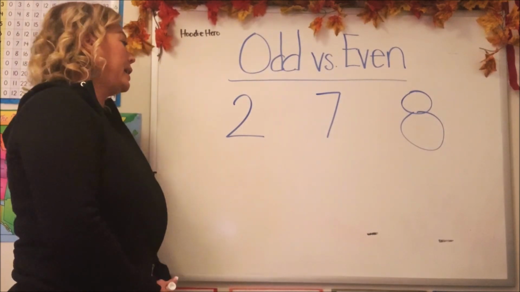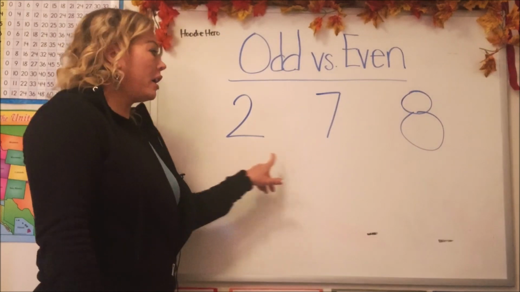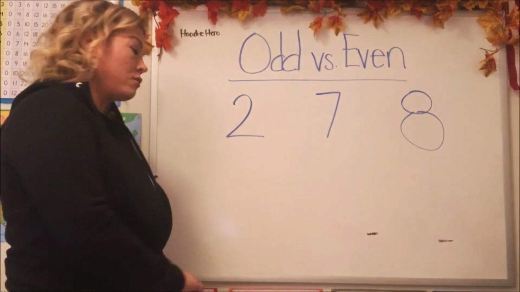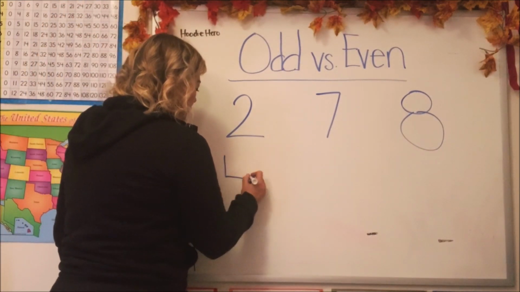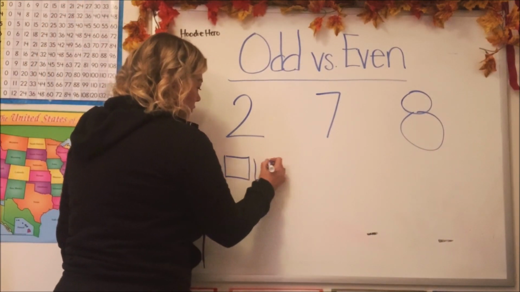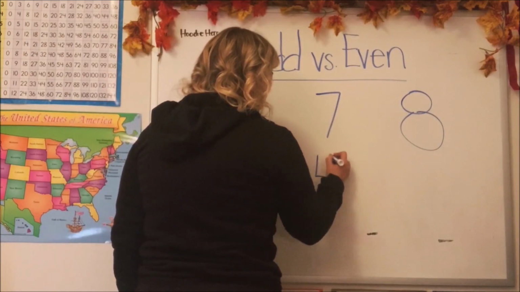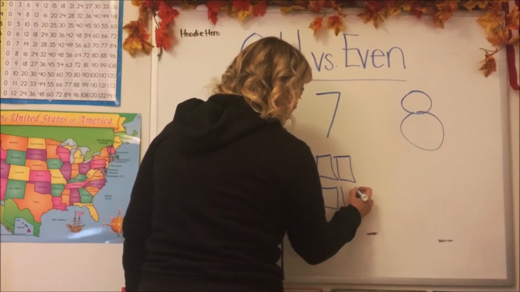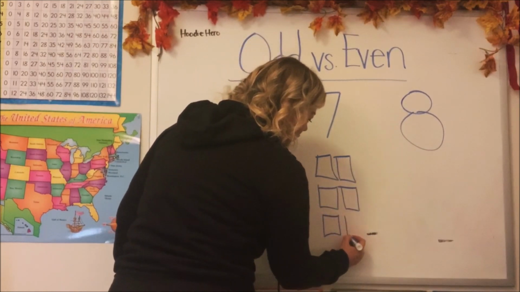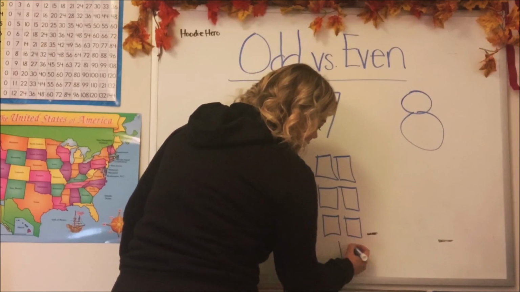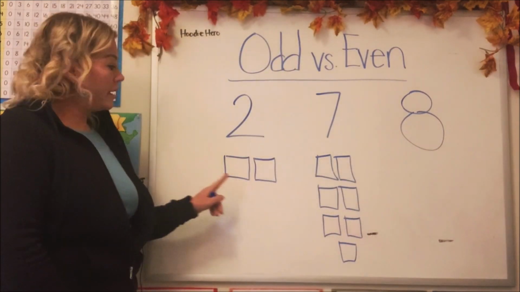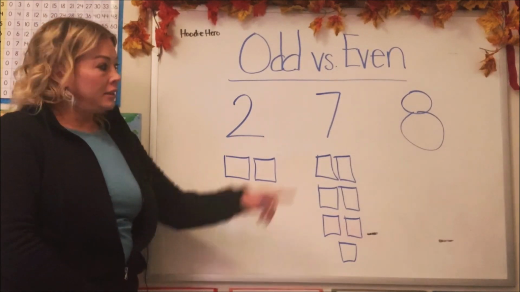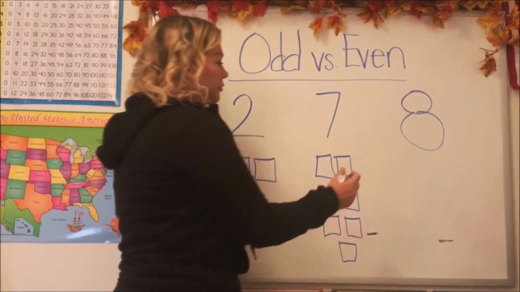I'm going to give you a second. I want you to write the blocks for each of these numbers down, okay? And I'm going to do the same. So go ahead. Okay, I've got my 2 blocks and my 7 blocks. Remember, I'm pairing them up. Every block gets a buddy. Okay, I'm going to go to my last one and do 8.